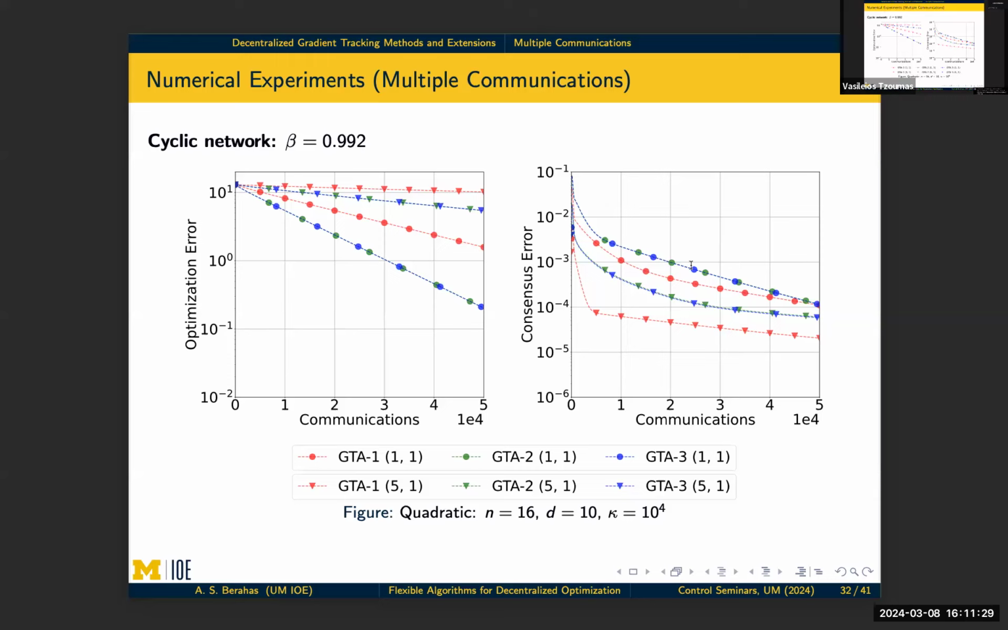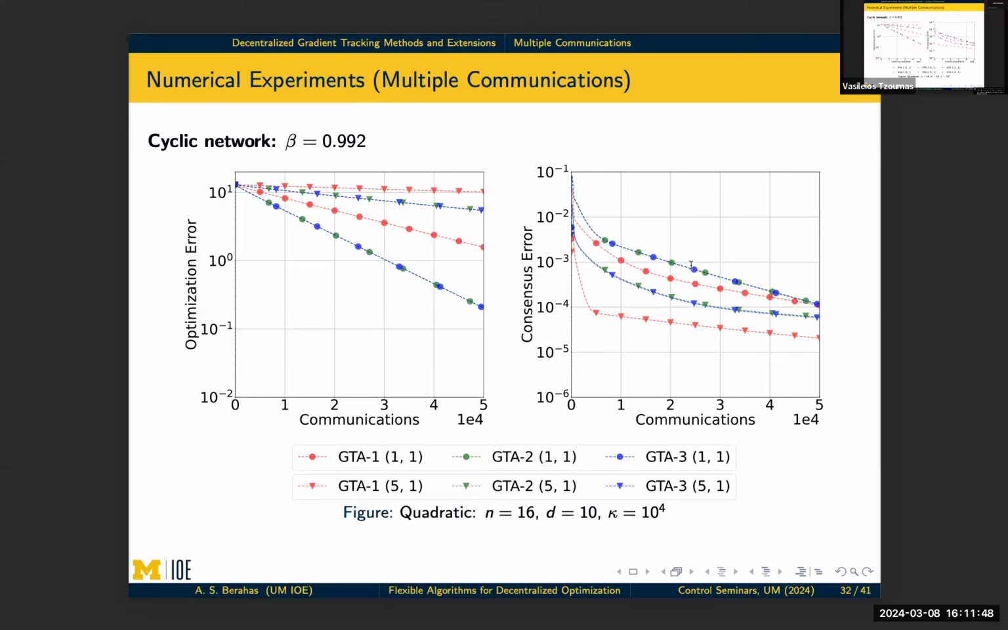I missed that point. What's the intuition behind optimization error increasing? The intuition is that you're getting pulled closer to the consensus and not closer to where you want to go. Remember, our optimization error was something like x bar minus x star. And so you're getting moved away from the average.